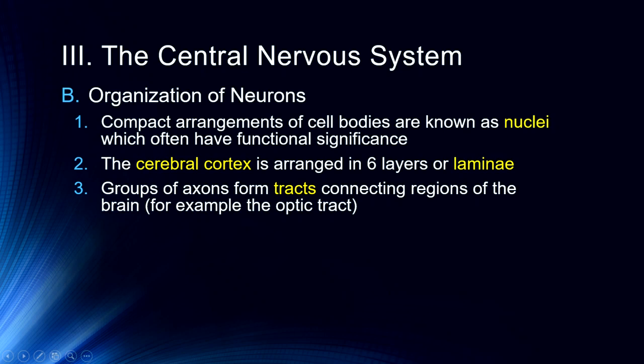We also talk about tracts. Groups of axons form tracts that connect regions of the brain. For example, we have the optic tract, which is the optic nerve also, which travels from the retina out the back of the eye and goes to the optic chiasm, where one tract will go to the same side of the brain, and the other tract will go to the opposite side of the brain.